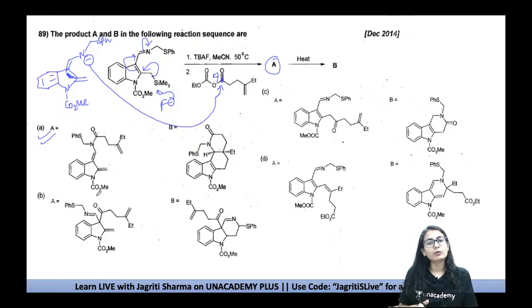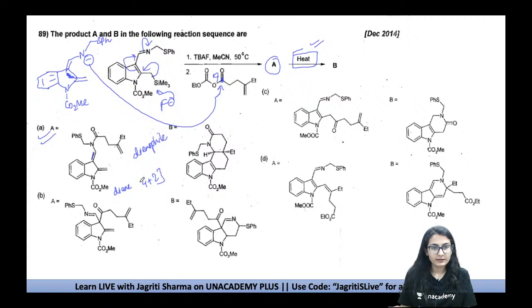Further, there is one more thing. In the second step, you have heat. What is the heat going to do? Let's check. So guys, you have a diene and you have a dienophile. What is possible in the presence of heat? Tell me. Four plus 2 cycloaddition is possible. Yes, the Diels-Alder reaction is possible, and I have already explained this to you.